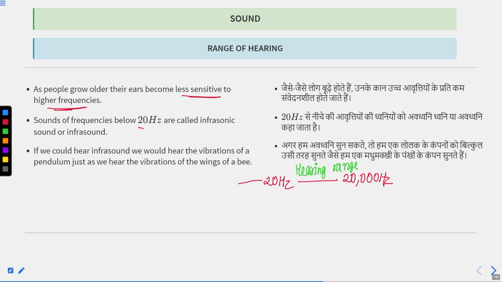If any sound wave has frequency less than 20 hertz, then this type of sound is called infrasonic sound or infrasound. If we were able to hear infrasound, then we would be able to hear the vibration of a pendulum, just as we hear the vibration of the wings of a bee. We can hear the wings of a bee, but we cannot hear sound less than 20 hertz. Okay, class?